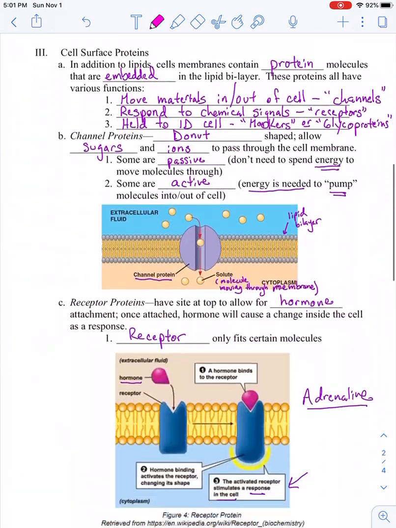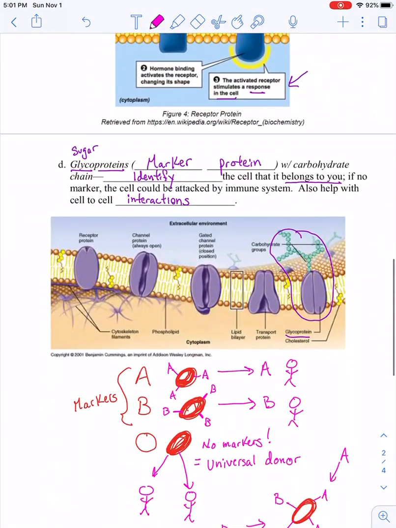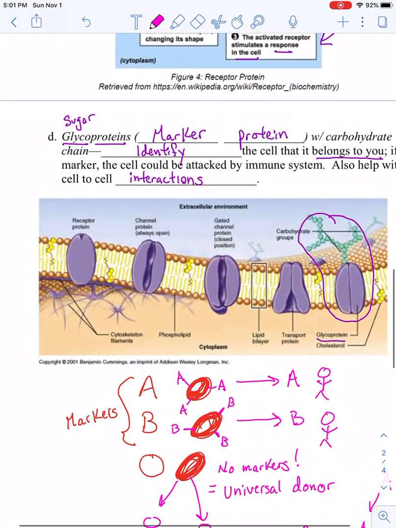So I'm going to scroll all the way back down to here and just kind of show you the picture because this shows you all of them together. And I'm going to highlight the parts you need to know. You need to know phospholipid, what the lipid bilayer is, cholesterol, which is kind of labeled over here. I'm just going to erase that.